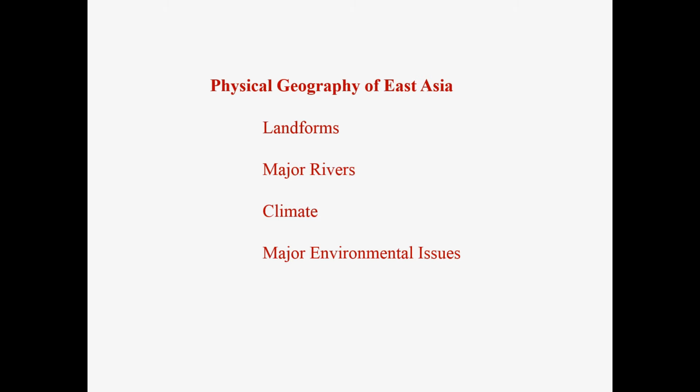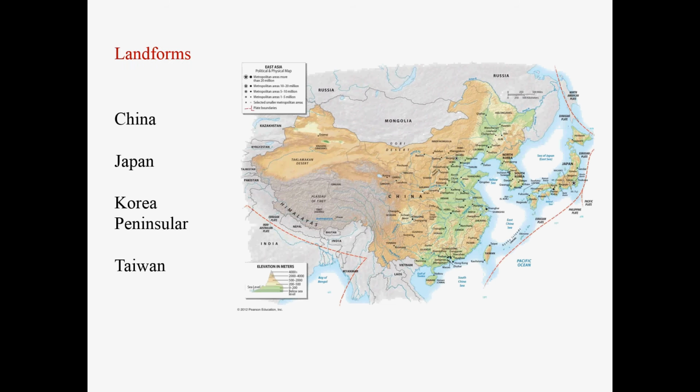Hello. In this lecture, we are going to discuss physical geography of East Asia. We are going to discuss landforms, major rivers, climate, and major environmental issues. Landforms. We are going to separately discuss landforms of China, Japan, Korea Peninsula, and Taiwan.